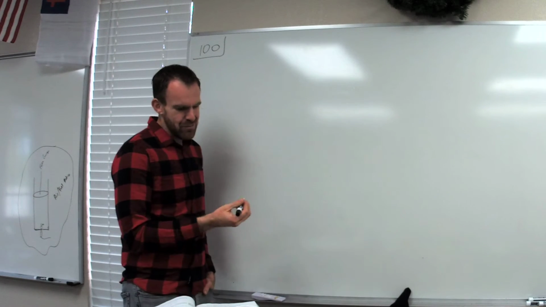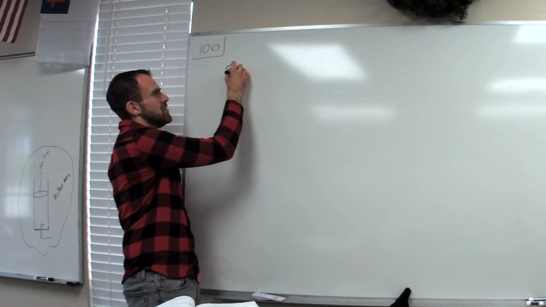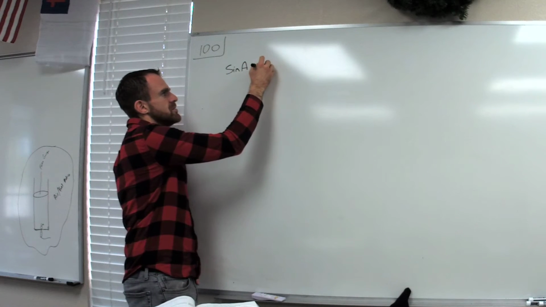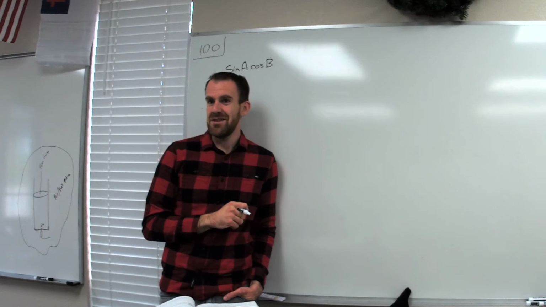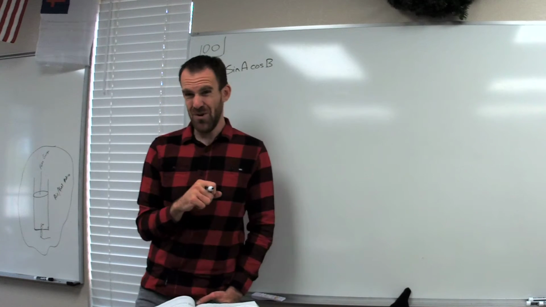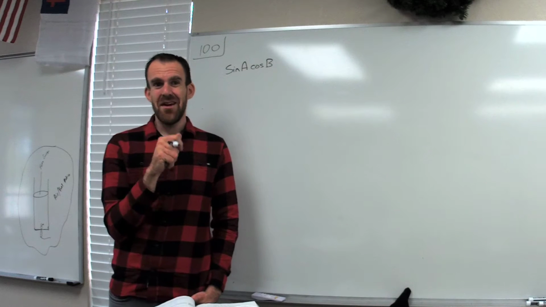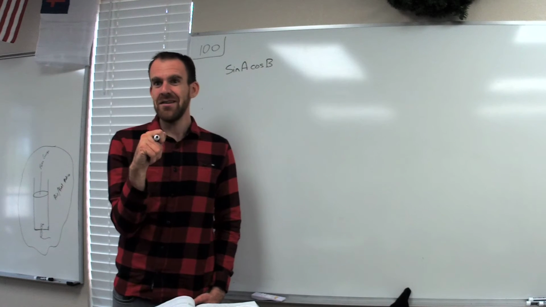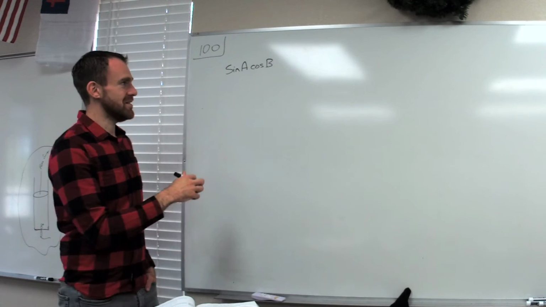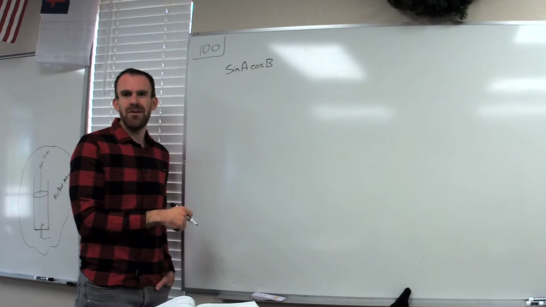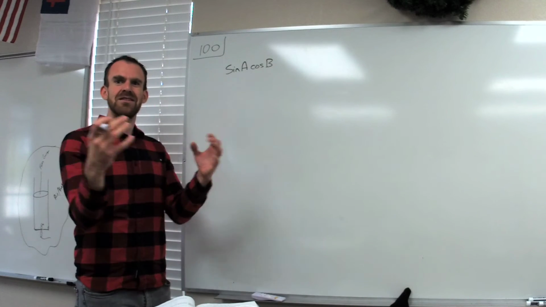Problem set 100. We are developing an identity for sine of A, cosine of B. How do we do this? It's horrible. Are you ready? Good. We're going to do it anyways. Here's how we're going to develop this identity. We're going to take the ones that we already know.